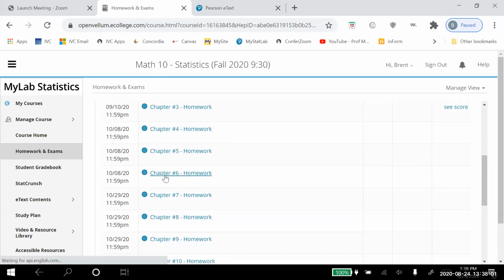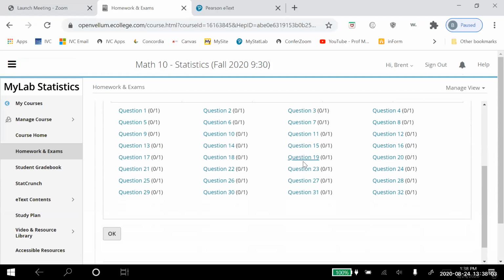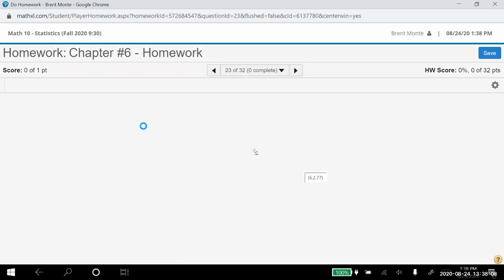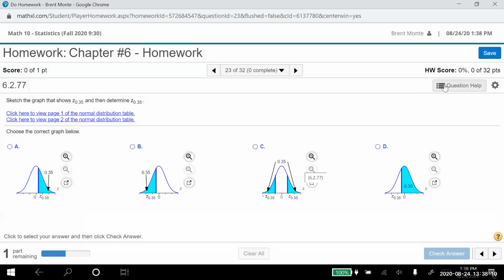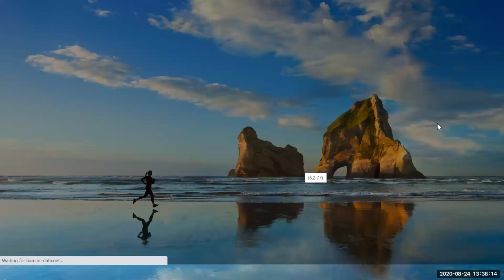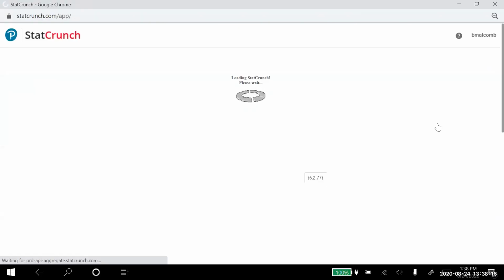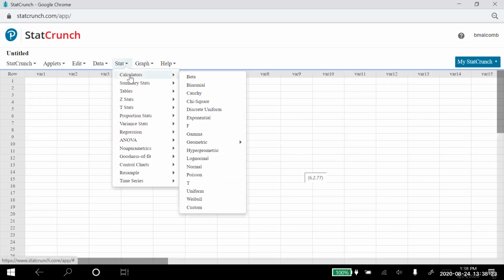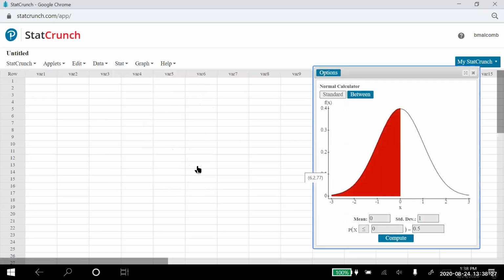So I'm going into chapter 6. I know towards the end, we've got StatCrunch problems. Let's see if this is one. I'm just randomly picking a problem. My goal is to get StatCrunch, and it's right here in the question help. That should pull it up for us. There we go. And now remember, to use StatCrunch to find this, we go into stat calculators and go down here to normal because they told us it was normally distributed.